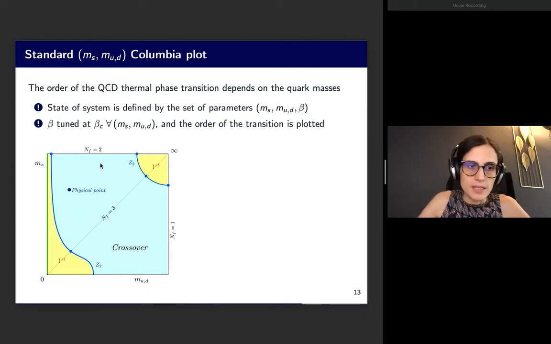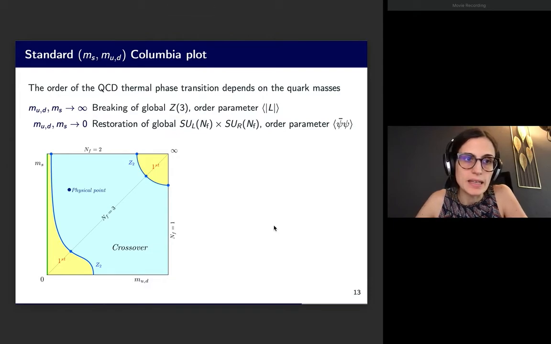How should you read this plot? You can see that we have the strange quark mass on the y-axis and the light degenerate up and down quark on the x-axis. For it to be a phase diagram, you would need a temperature axis. However, this is basically projected down on the plane, meaning that each point on the Columbia plot is at the corresponding critical value of the temperature. And then what you indicate by the colors and by the position of the lines separating regions of different colors is the order of the phase transition.